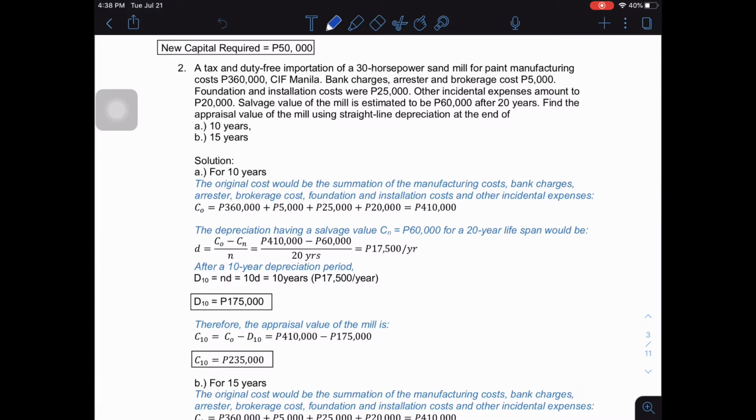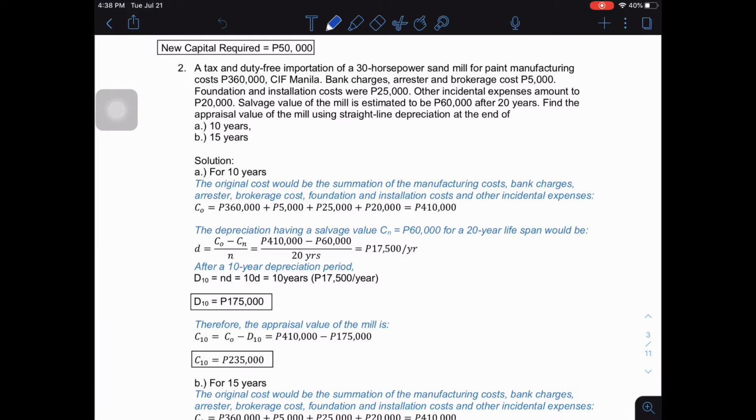Next, for number 2, a tax and duty-free importation of a 30 horsepower sand mill for paint manufacturing costs 360,000 pesos, CIF Manila. Bank charges, arrester and brokerage cost 5,000 pesos. Foundation and installation costs were 25,000 pesos. Other incidental expenses amount to 20,000 pesos. Salvage value of the mill is estimated to be 60,000 pesos after 20 years.